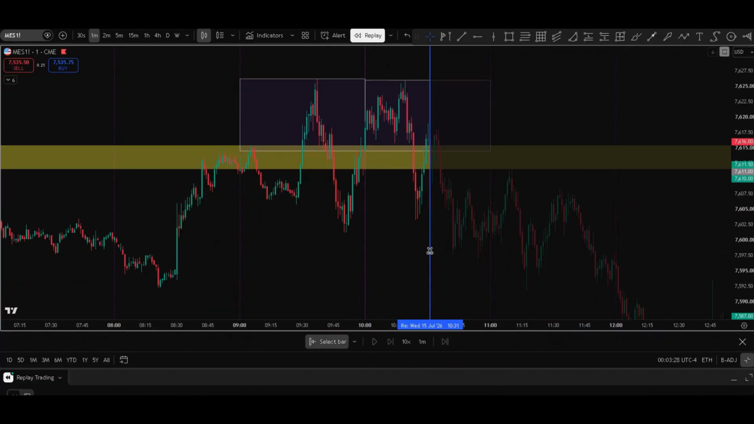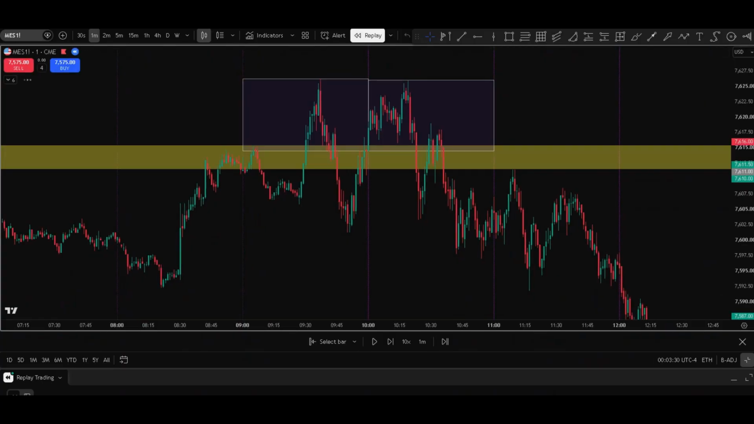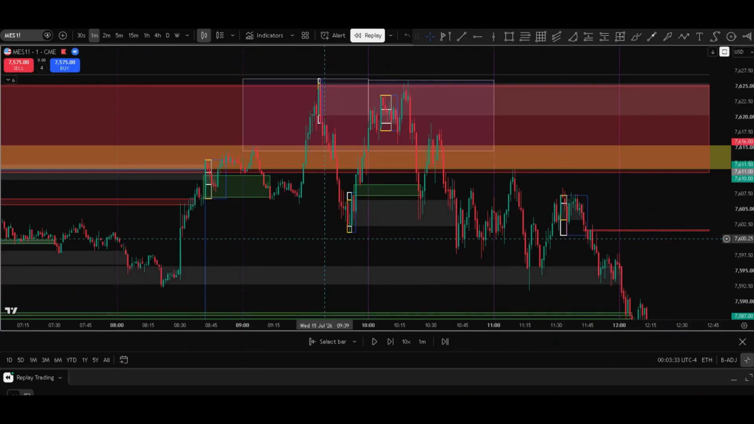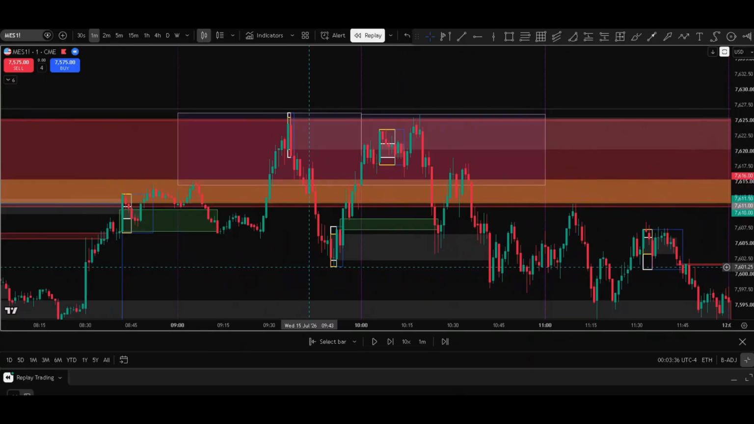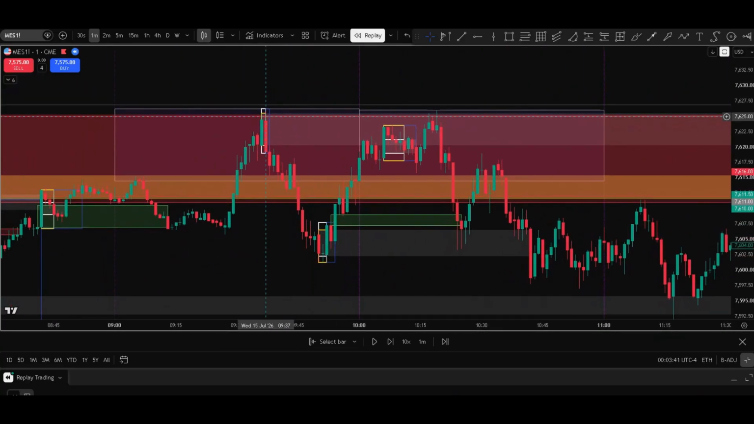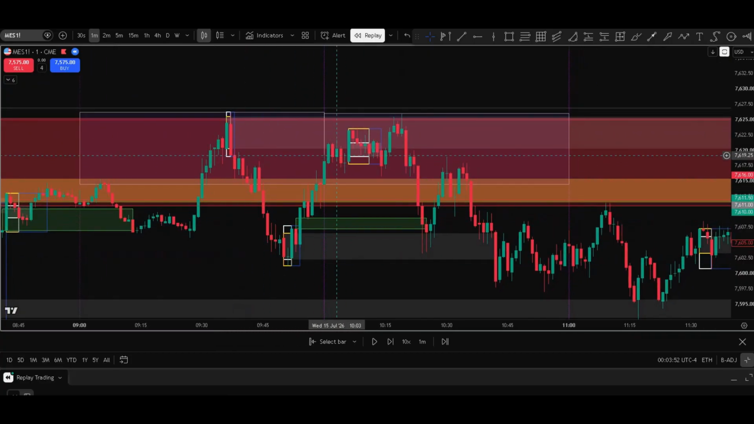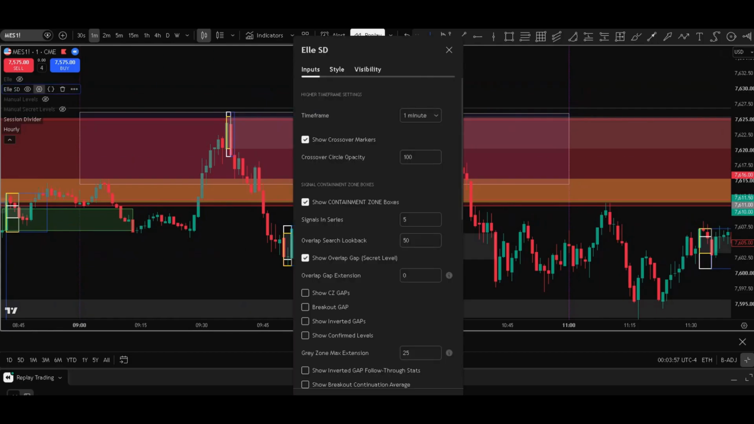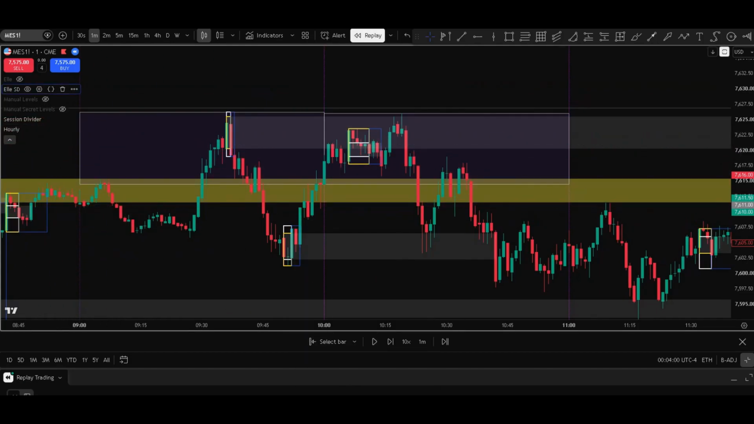Now let's just replay this so that we can see if there were any containment zones, and there were. So we can see that price traded up into this bearish zone, right, up over our level, where we're looking to be bearish below this level, and it gave us a containment zone that gave us a bearish breakout, and it moved lower. Okay, price came back to test the secret level, and let me just turn off breakout gaps so we can see the secret level a little better. And I'll delete these.